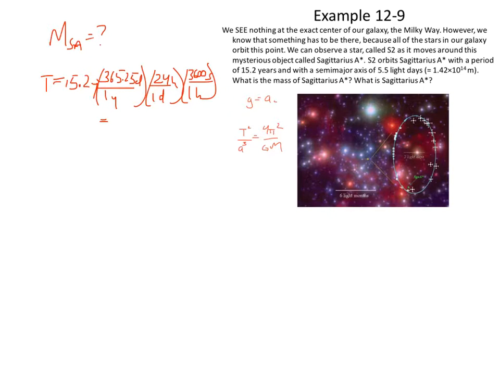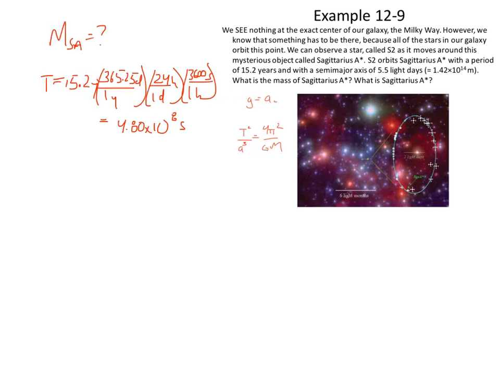This star S2 that is orbiting this mysterious object, Sagittarius A: 15.2 times 365.25, just to be precise, times 24 hours times 3,600 seconds gives us 4.80 times 10 to the 8th seconds. That's going to be our time period.